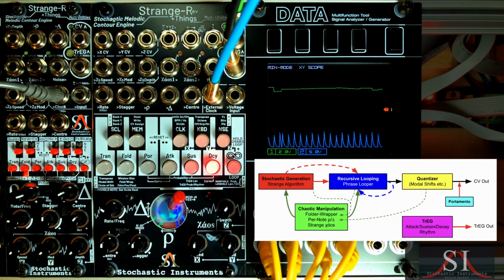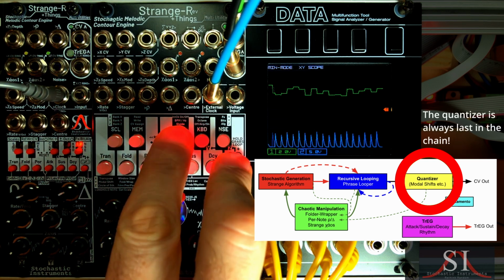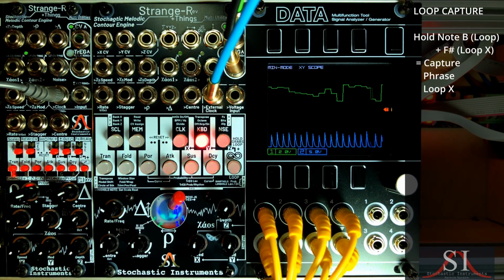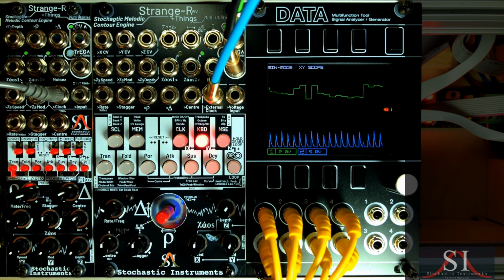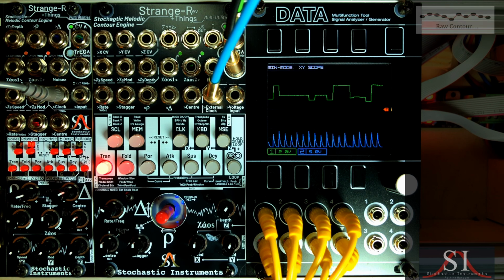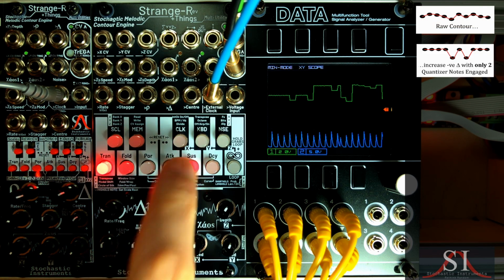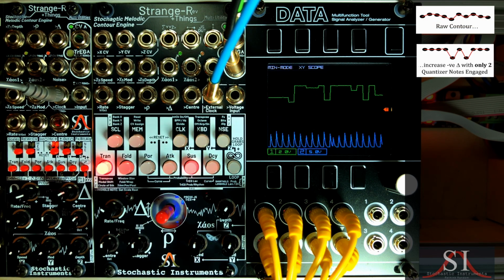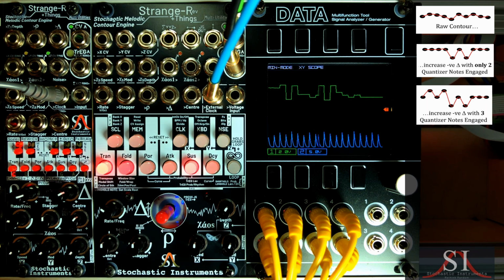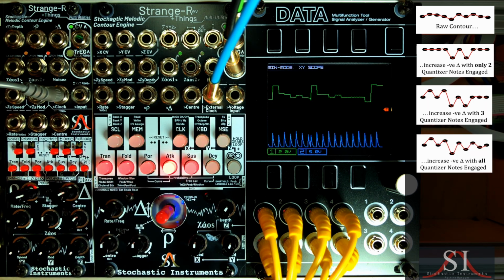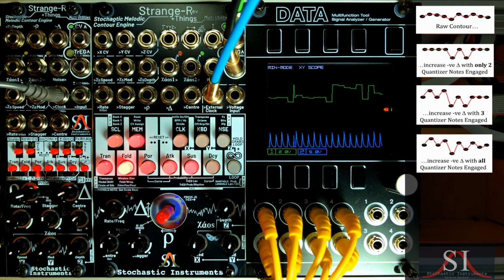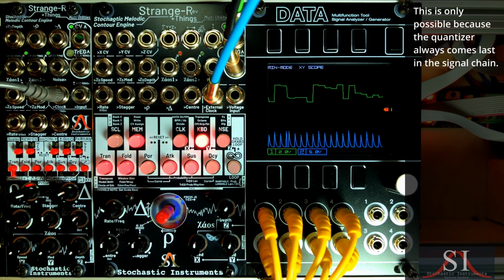understanding a little bit about where it comes in the signal chain. To illustrate this, we're going to capture a loop. That'll do nicely. The loop is always captured at the microtonal resolution, before the quantizer. This means that as we engage more notes in the quantizer, it will reveal hidden details of the underlying contour. And this would still work even if we only had one note dialed in when we captured the loop.